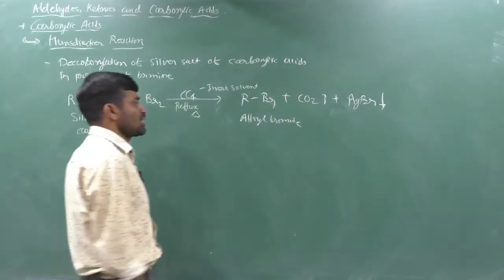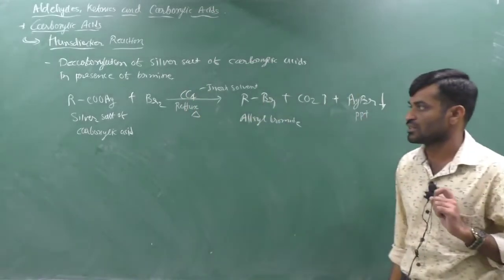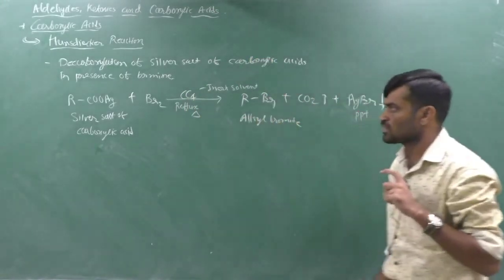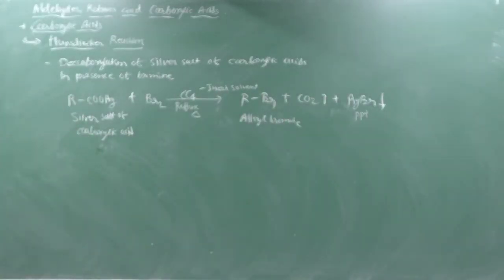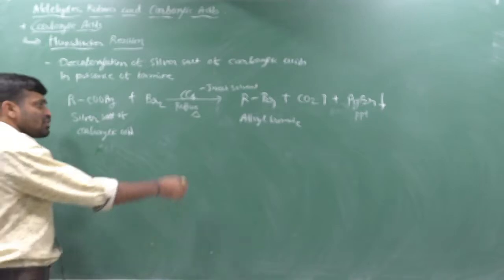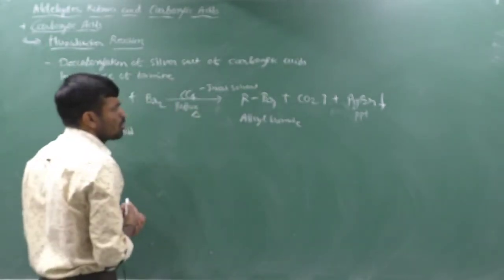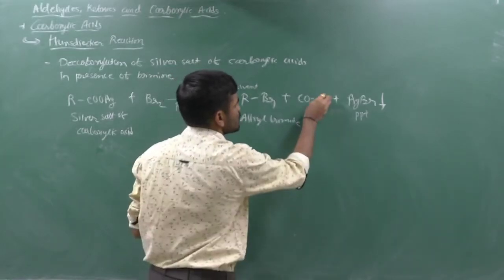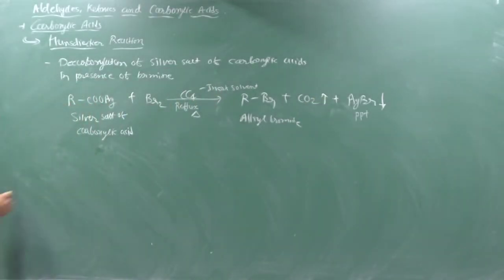Precipitates of AgBr are generated. This reaction is known as the Hunsdiecker reaction. Silver salt of carboxylic acid treated with bromine in presence of inert solvent like CCl4, then refluxed by heating in a closed vessel, gives the product alkyl bromide RBr plus CO2 gas, and AgBr is precipitated.